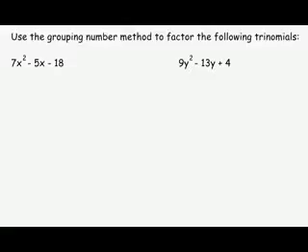In this example, we're going to continue to use the grouping number method to factor some trinomials. We've got 7x squared minus 5x minus 18. So we're going to take our multiplication right here. In this case, we would take 7 times negative 18, which gives us the product of negative 126. And we need to find a pair that multiplies to give us negative 126, but adds up to negative 5.